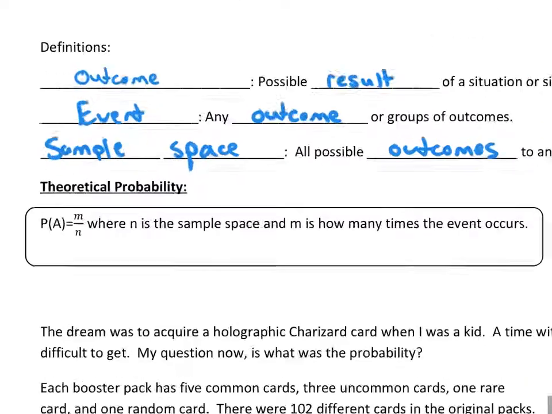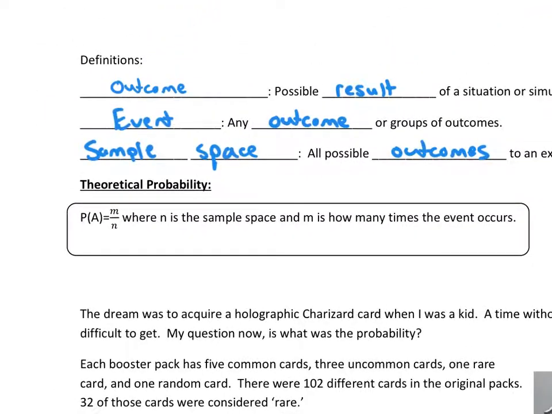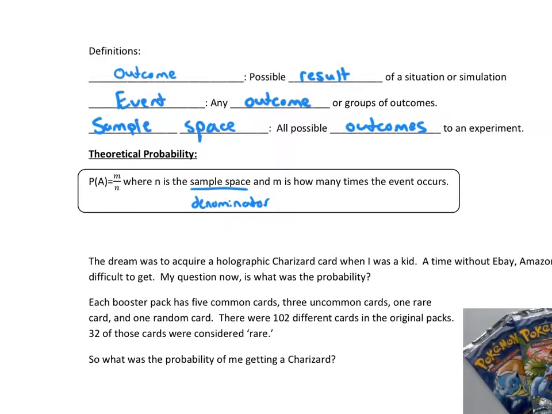And so the probability of some event A, where n is the sample space, so sample space is going to be our denominator, and m is how many times the event occurs.